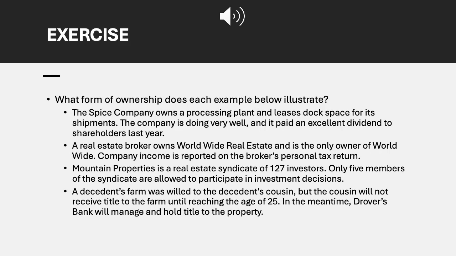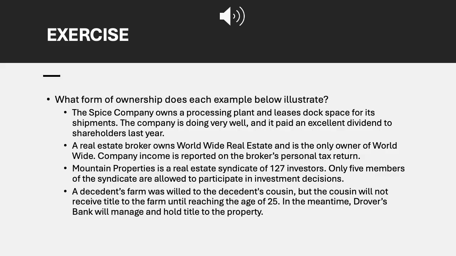What form of ownership does each example below illustrate? The Spice Company owns a processing plant and leases dock space for its shipments. The company is doing very well and it paid an excellent dividend to shareholders last year. A real estate broker owns Worldwide Real Estate and is the only owner of Worldwide. Company income is reported on the broker's personal tax return. Mountain Properties is a real estate syndicate of 127 investors. Only 5 members of the syndicate are allowed to participate in investment decisions.